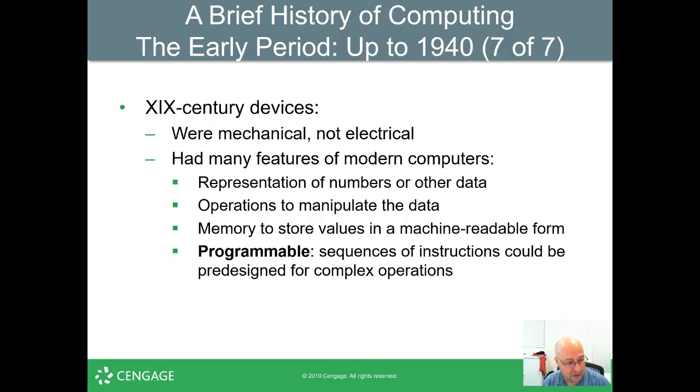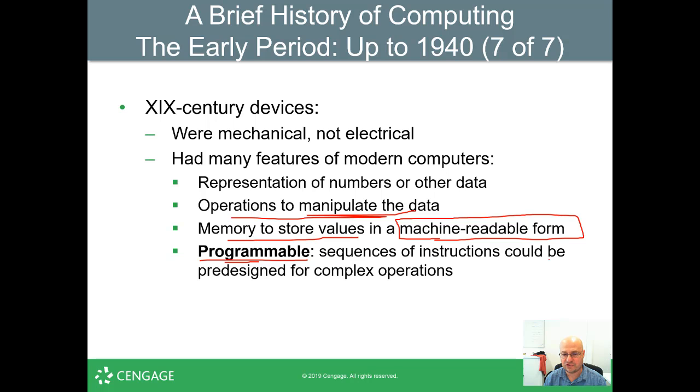Right. So as I just said, in the 19th century, the computing devices were mechanical, not electrical. But they had many features of modern computers. They could represent numbers and other data. They had operations to manipulate data. They had memory to store values in a machine-readable form. This is important to notice. And most importantly, they were programmable.